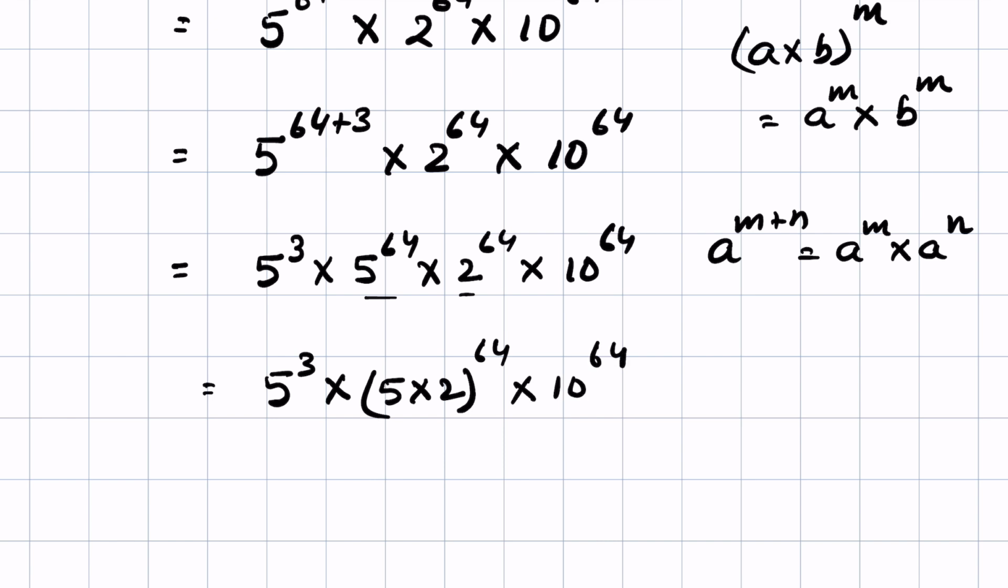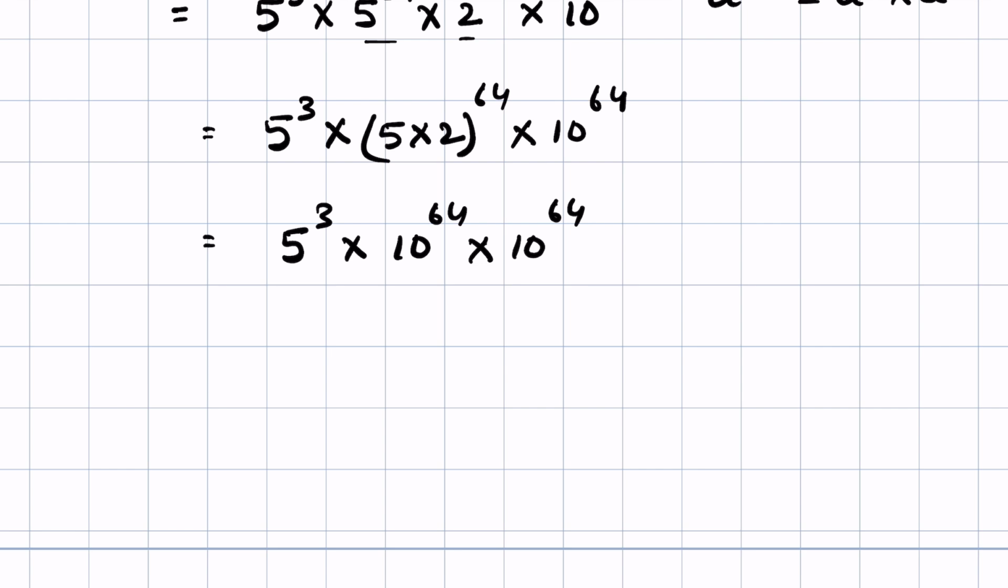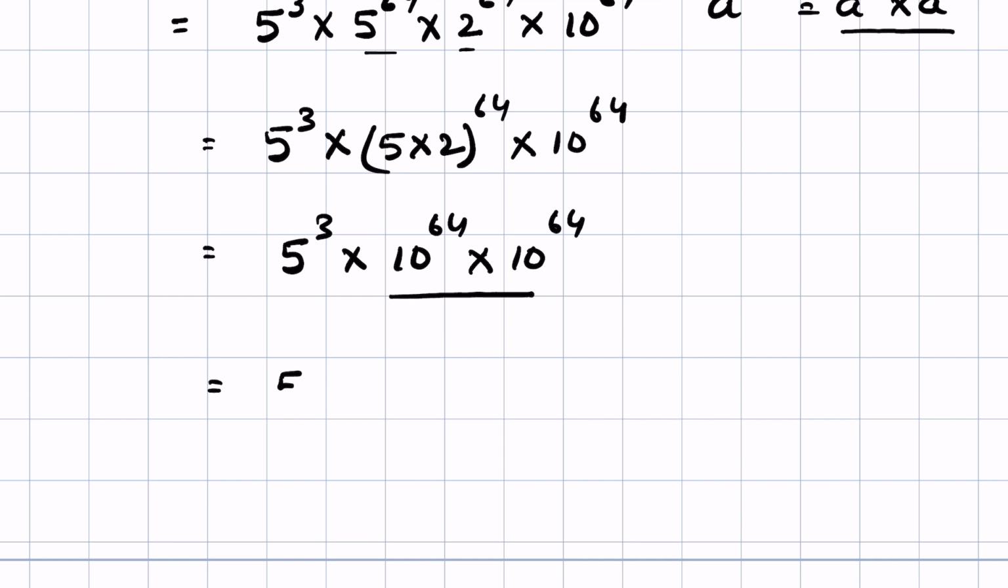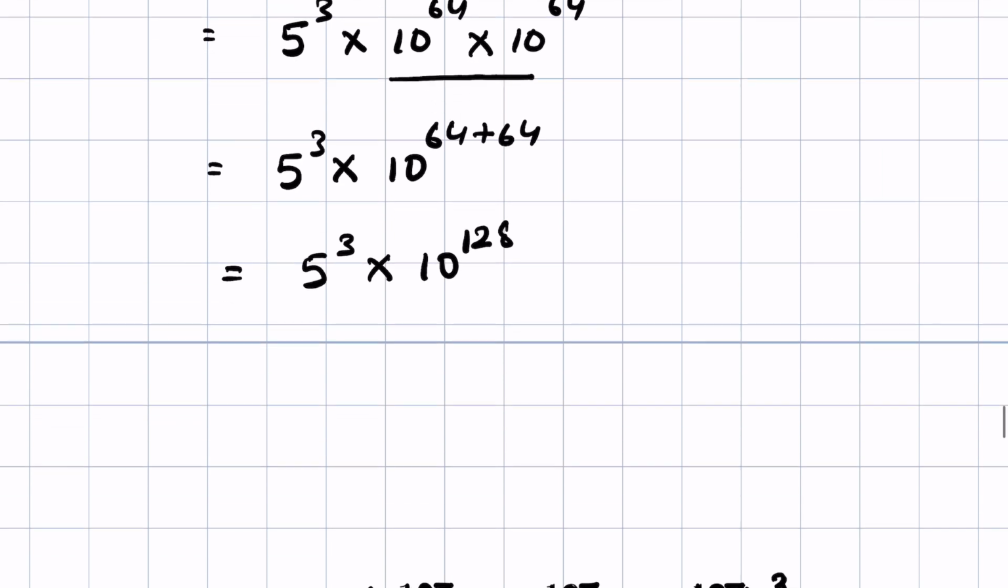Now this is 5 raised to the power 3 times 10 raised to the power 64 times 10 raised to the power 64. Now these have the same base, so we can use this identity. So we can write it as 5 raised to the power 3 times 10 raised to the power 64 plus 64, or 5 raised to the power 3 times 10 raised to the power 128.